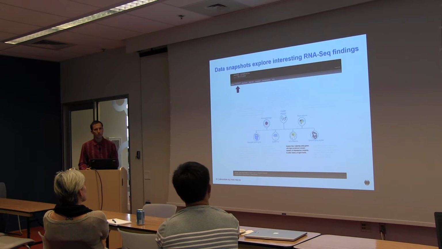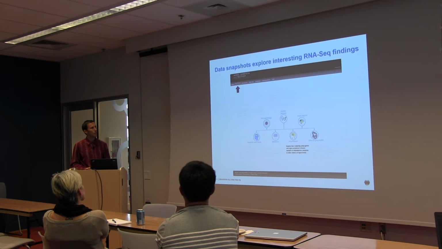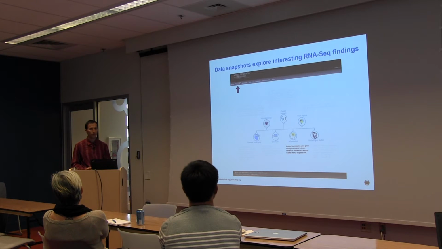One thing we have for this resource that we don't have for most of the other ones is we've included on the website some of our initial looks into what you can do with the data and what kind of results you can get from this data set. It's under the Overview tab. We call them data snapshots, and so this allows us to explore some interesting RNA-seq findings.